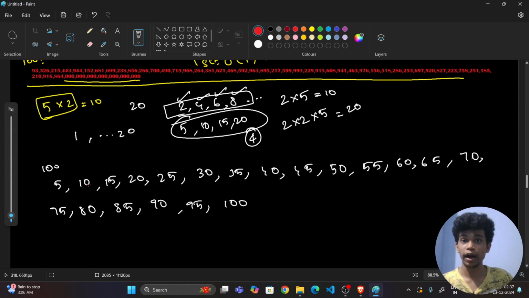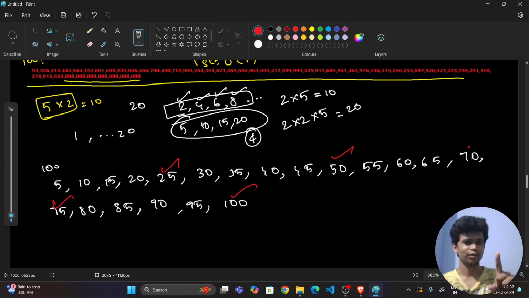Now for 100, I can say these are all the multiples of 5, right? Now see here, for 5, 10, 15, 20, there is only one 5. But for this 25, we have two 5s. For this 50, we have two 5s. For this 75, we have two 5s. And for this 100, it contains two 5s.